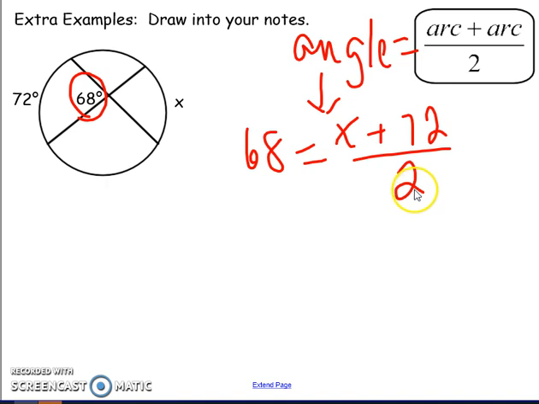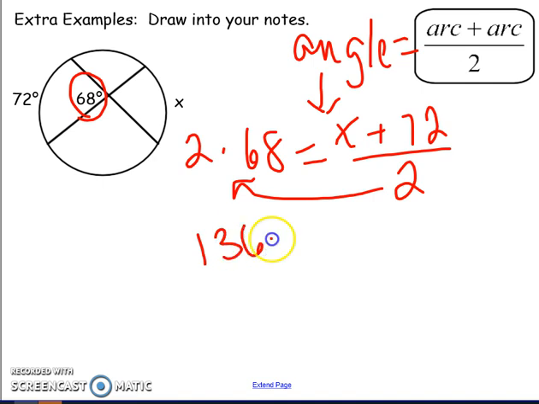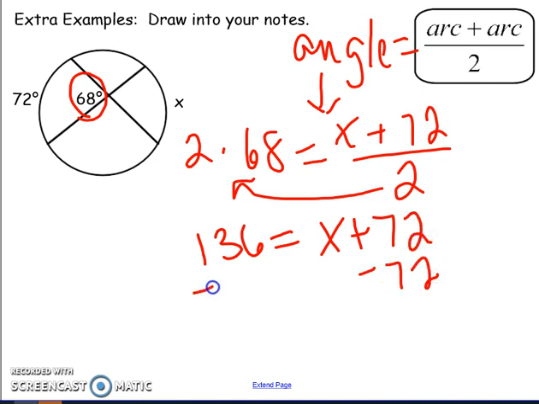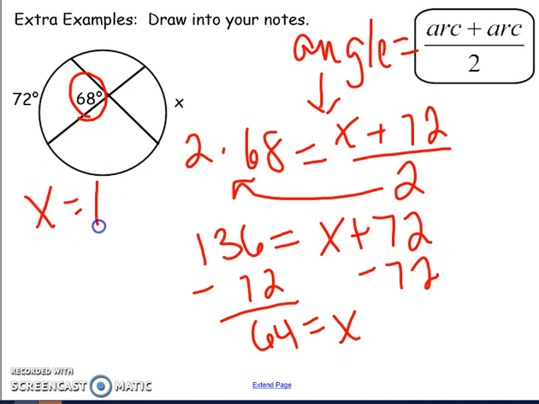To get rid of this divided by 2, it kicks over here, and we multiply by 2. So 68 times 2 makes 136. Then we have left x plus 72. To solve, we subtract the 72 from both sides, and that leaves us 64 for x. So x is 64 degrees. And if you notice, this is the average, so the 68 needs to be in between the 72 and the 64. It should be evenly in the middle.